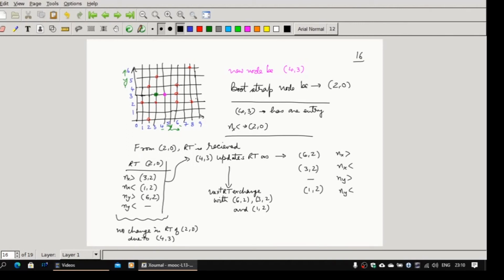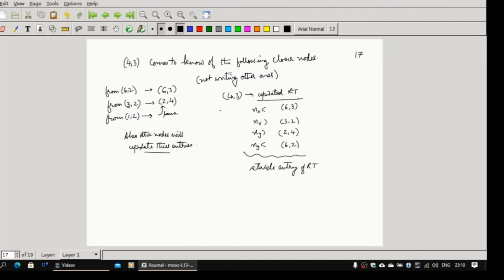For higher, because it only knows of these 3 plus this 4th node, nobody else is known, so there is no entry for ny greater. For ny less, it will again choose whatever the next best possible entry is, which is 1.2. So these 3 entries will be learned. In the next time step, it will come to know of the following, more closer nodes actually.